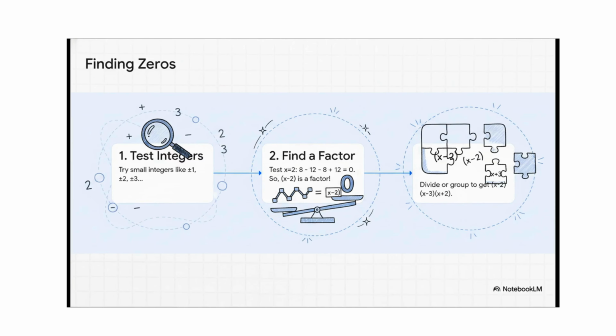So how do we find them? We use our factor theorem kind of in reverse. Let's take this polynomial, x cubed minus 3x squared minus 4x plus 12. We start by just testing some simple numbers. Let's try plugging in x equals 2. We run the numbers, and we get 0. Perfect. That means x minus 2 is a factor. And now that we have one piece of the puzzle, we can divide it out and find the rest.